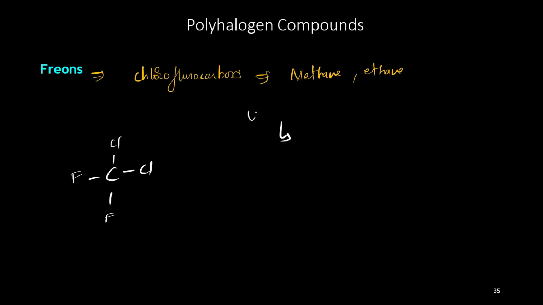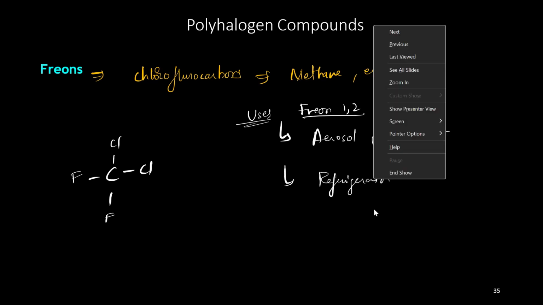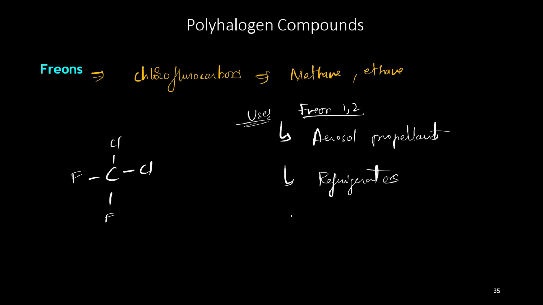So the main uses are especially the freon 1,2. That means two fluorines were present. If only one fluorine is present, it will be like 1,1 or something like that. Okay, so just know freon 1,2 means this one. It is also used as an aerosol propellant, and especially it is useful for refrigerators as a refrigerating unit, and they are also used in air conditioners, ACs.